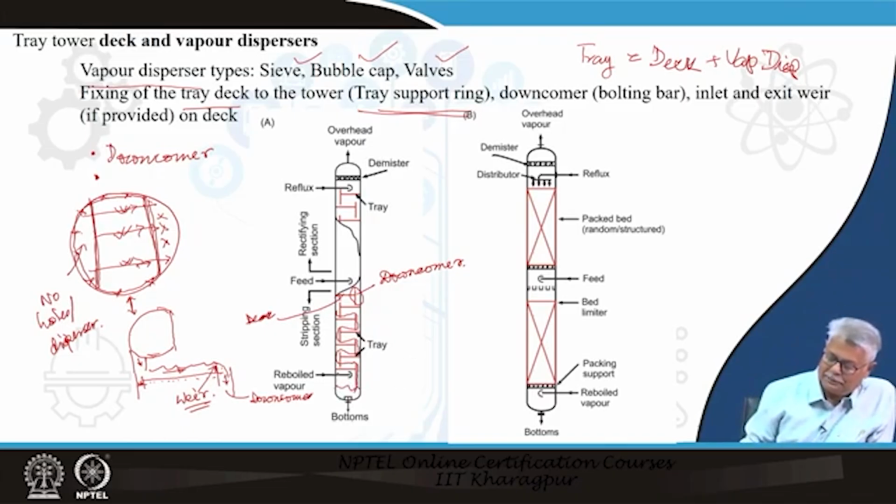What will happen to the vapor which goes up? The vapor will flow through this, it will flow through this, it will flow through this, and go up.